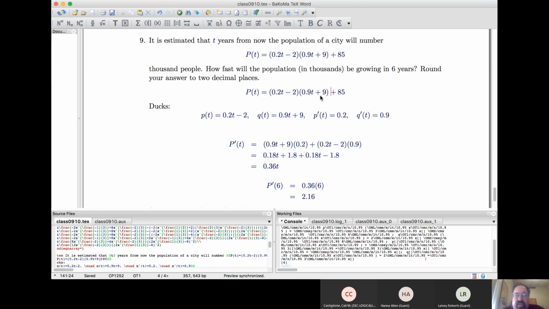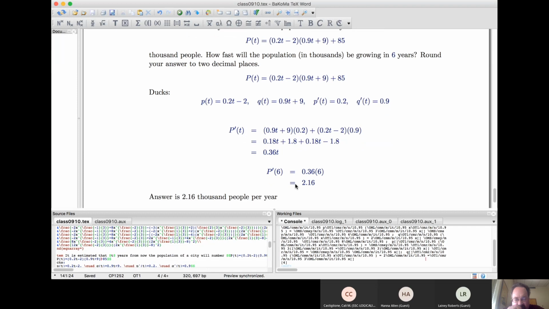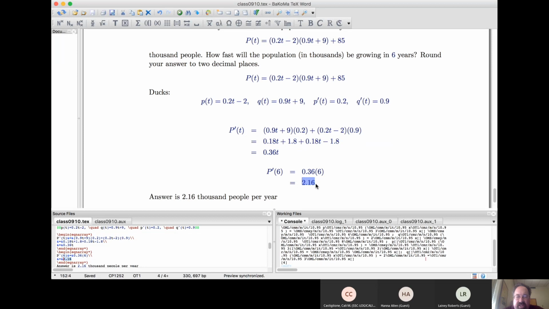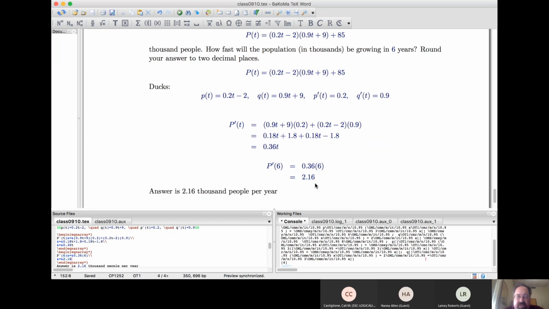Okay, so then, all right, but that's for the rate of growth of population in 6 years. So we need to plug in t equals 6, and this is what we get. Now, in this case, it says round your answer to 2 decimal places. This is the exact result. It already has 2 decimal places, so there's no need to round in this case. But in general, remember, as I said before, keep around more decimal places than you need. Generally, you'll be asked for 2 decimal places. Don't round it to 2 decimal places until the very end.